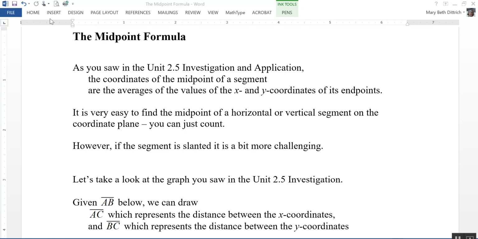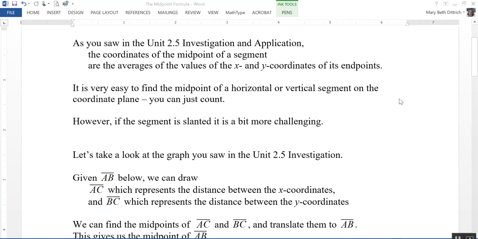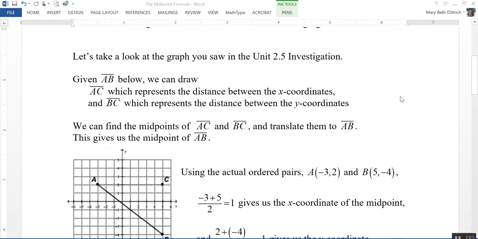It's very easy to find the midpoint of a horizontal or a vertical segment on the coordinate plane. You can just count to find the middle. However, if the segment is slanted, it is a bit more challenging. So let's take a look at the graph that you saw in the Unit 2.5 investigation.